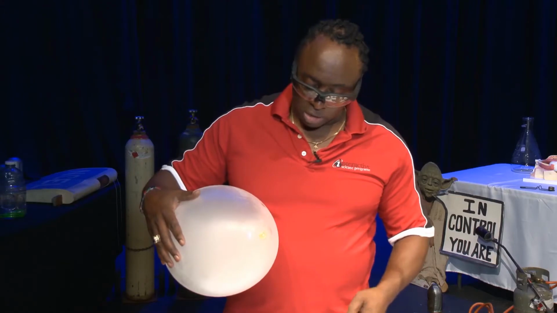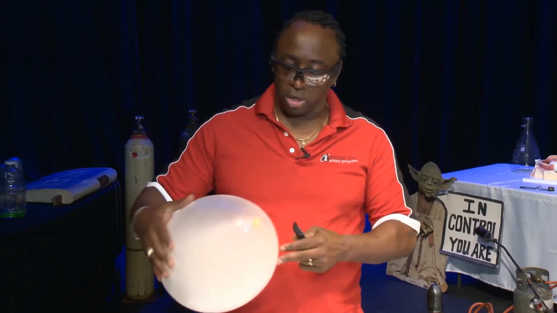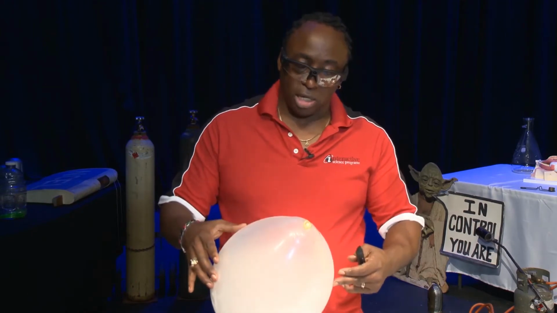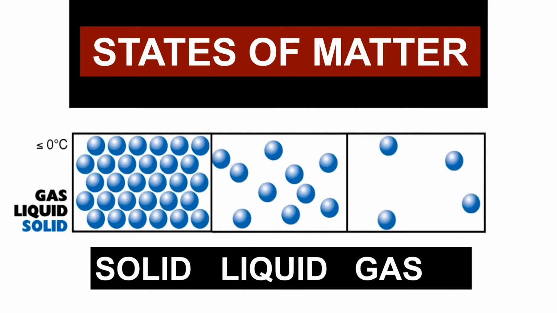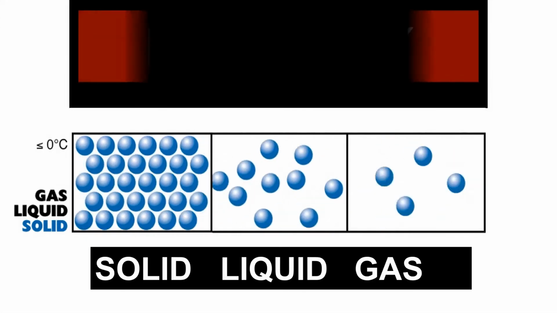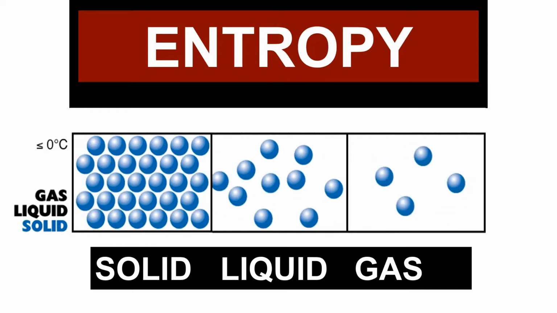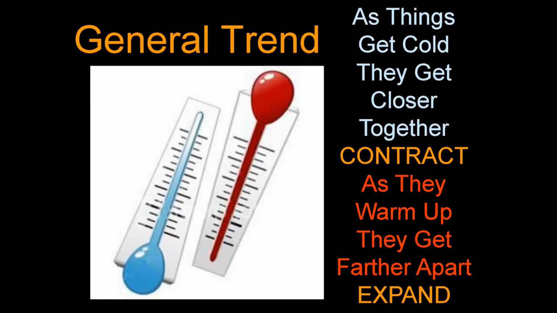Okay. Solid molecules are very close together. Liquid molecules are a little farther apart. Gas molecules are very far apart. We had a gas, we turned it into a liquid. We warmed it back up, it turned right back into a gas again. The difference between a solid, liquid, and a gas is how far apart the molecules are. You will see this again when you take physics in high school. This is called entropy. Randomness of the system is entropy. In general, as things get cold, they get closer together. As they warm up, they get farther apart.